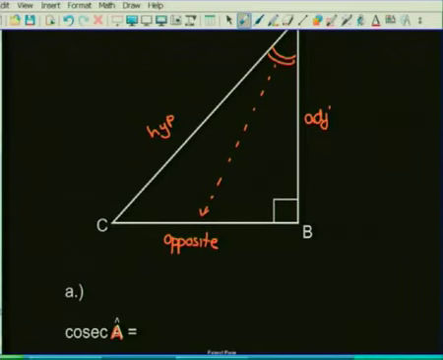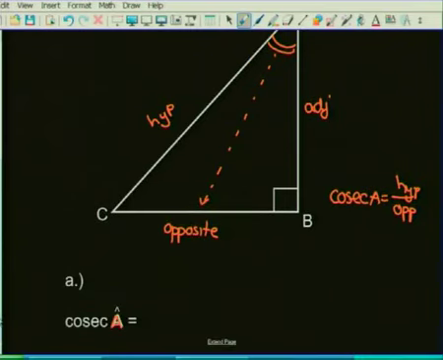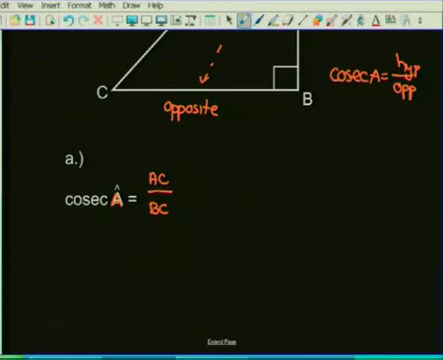And now we go along and we say we want the cosec of A. Now remember, cosec is your hypotenuse over your opposite, because it's the reciprocal of sine. So the hypotenuse is going to be AC, and your opposite is going to be BC. So that would be how we get that, no problem at all. It's up to you how you name it.